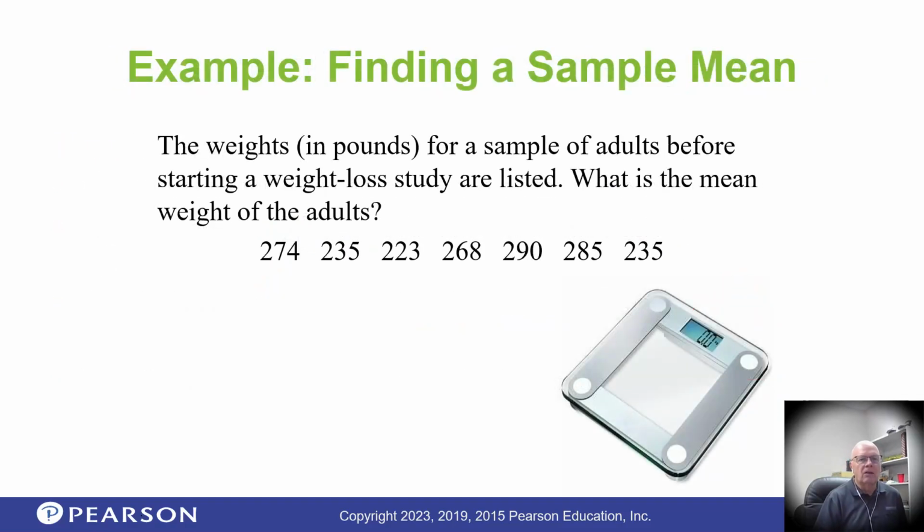Well, how about an example so you get an idea of how this goes? Here are some weights for some adults in pounds. Let's hope it's not kilograms, right? If you know your metric system, this would not be a good idea. But anyway, all joking aside, we've got 7 different weights, and we'd like to know what is the mean weight of those adults. How do you do it?